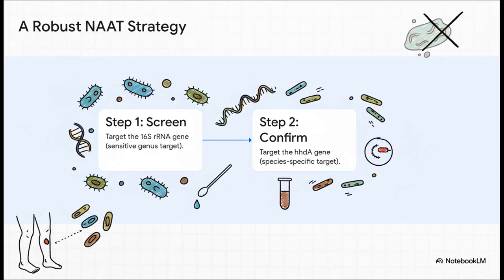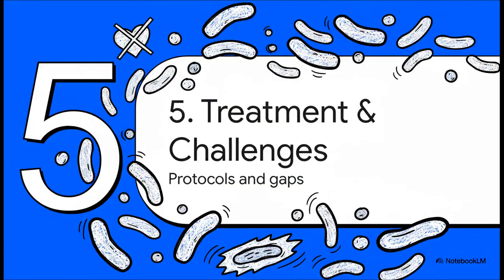A really common and effective molecular strategy is this two-step process. First, you screen with a really sensitive target, like the 16S rRNA gene, which will pick up most Haemophilus species. Then, if you get a positive, you move to confirm it with a highly specific target, like the HHA gene, which is unique to Haemophilus ducreyi. This approach gives you the best of both worlds, high sensitivity and high specificity. So we can find it. That's a huge step. But how do we treat it?